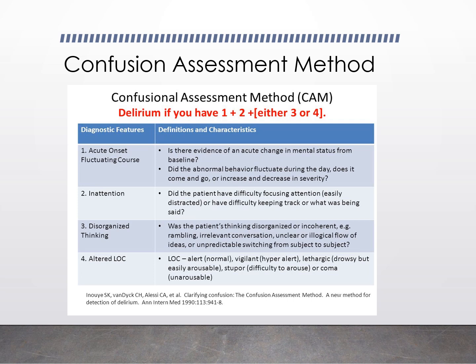Disorganized thinking is when the patient has incoherent thought, switching from subject to subject. And again, this is a new onset. And then finally, altered levels of consciousness. Is the patient has a baseline of being alert and now they're lethargic or drowsy or unarousable. These are changes from the baseline that we are looking at.